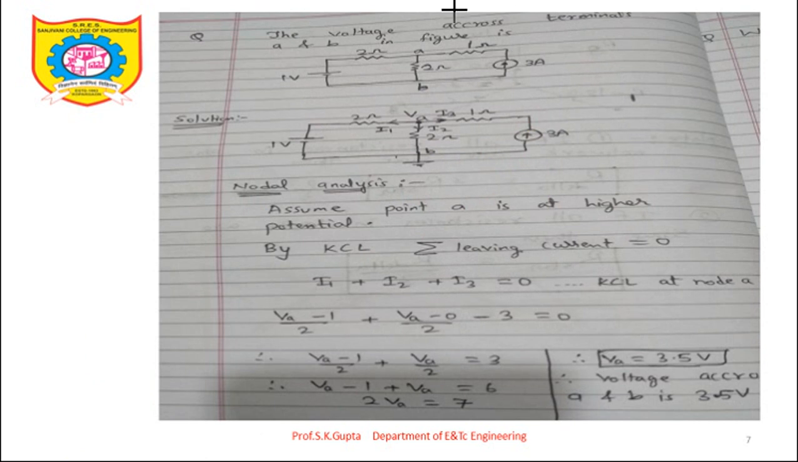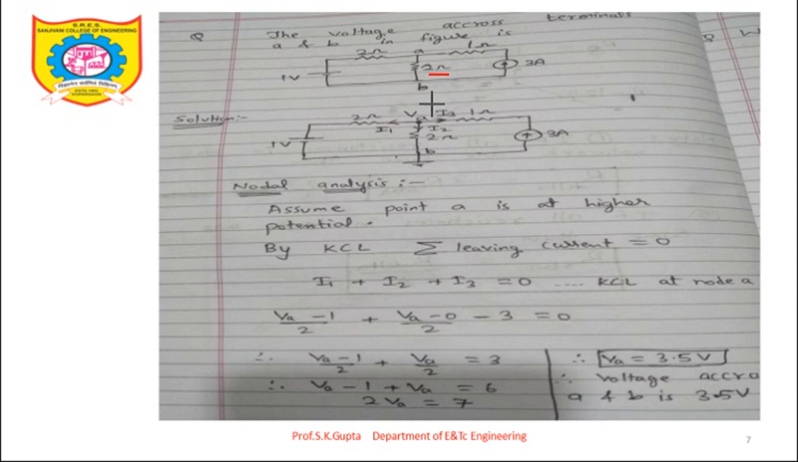Now next one, the voltage across terminal A and B, that means we have to determine the voltage between terminal A and B, which is the voltage across this 2 ohm resistor shown in the figure. So one circuit is provided: 2 ohm resistor, 2 ohm resistor, 1 ohm resistor, 3 ampere source, 1 volt battery source, and we have to determine the voltage across this 2 ohm resistor.